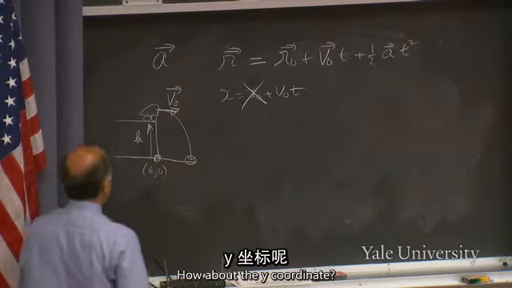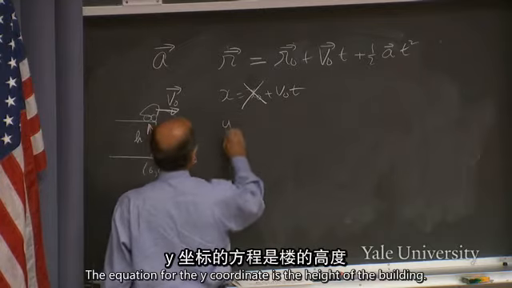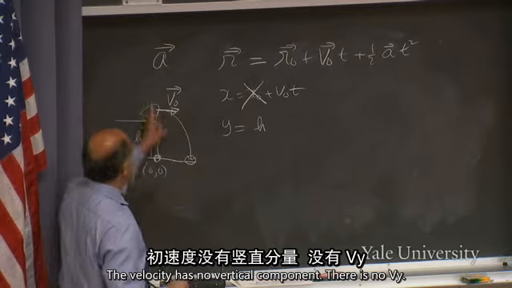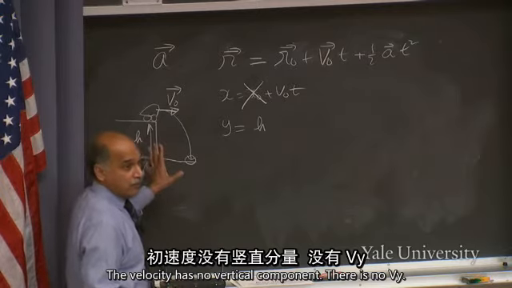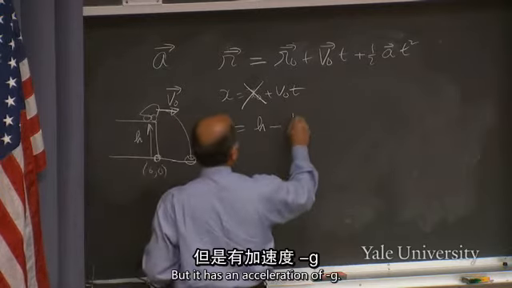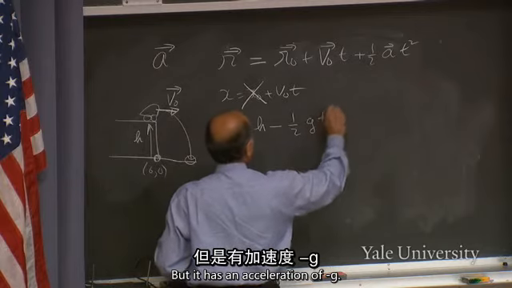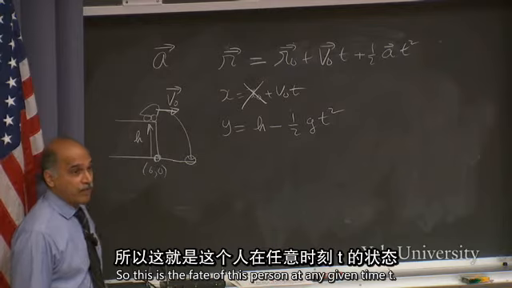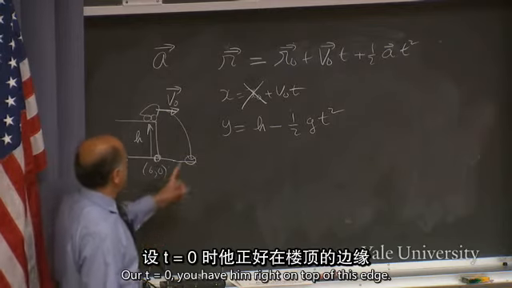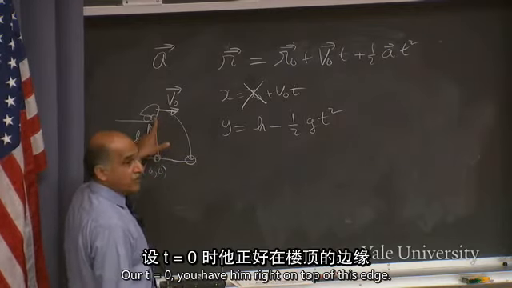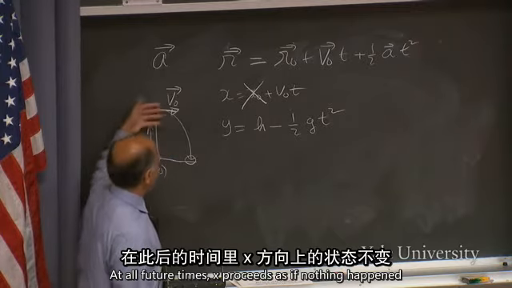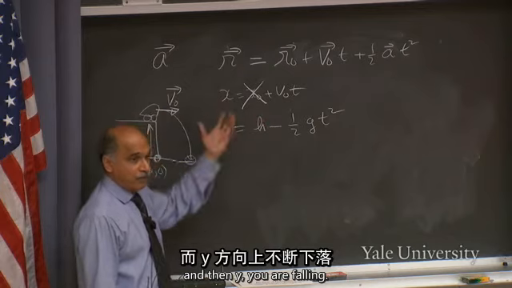How about the y coordinate? The equation for the y coordinate starts with the height of the building. The velocity has no vertical component, so there is no vy, but it has an acceleration of minus g. So this is the fate of this person at any given time t. At t equal to 0, you have him right on top of this edge, and at all future times, x proceeds as if nothing happened, and then y you're falling.